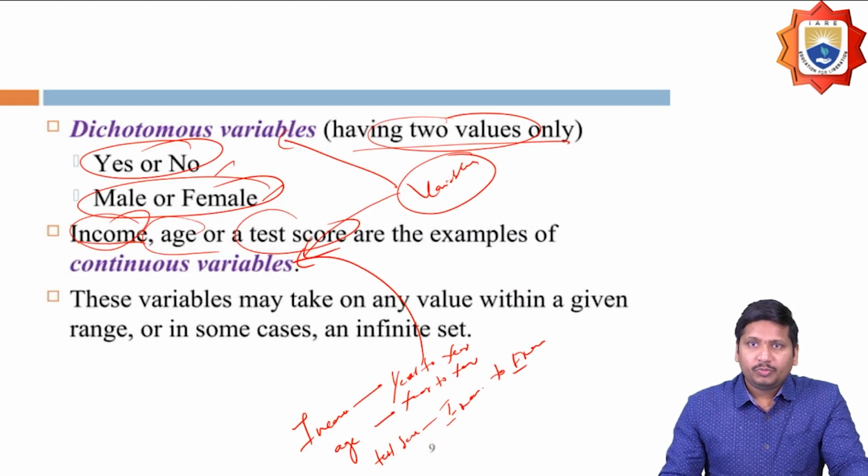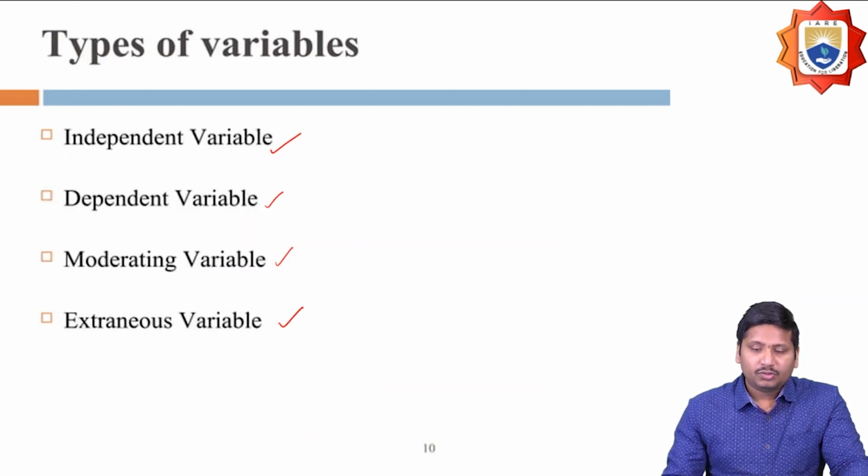Normally, these variables are of different types: dichotomous variables and continuous variables. Dichotomous means we can handle only two values, and continuous means the variable can take values based on time itself. Some other types of variables are independent variable, dependent variable, moderating variable, and extraneous variable.